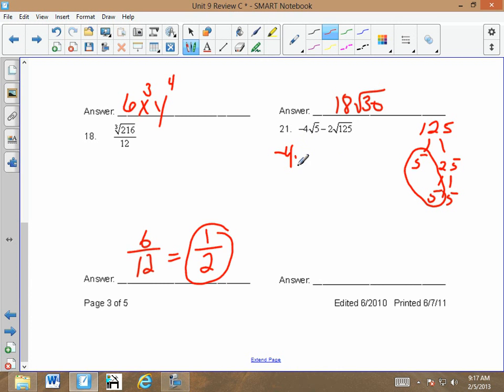So negative 4 square root of 5 minus 2 times 5 is 10 square root of 5. So this gives me negative 14 square root of 5. Okay?